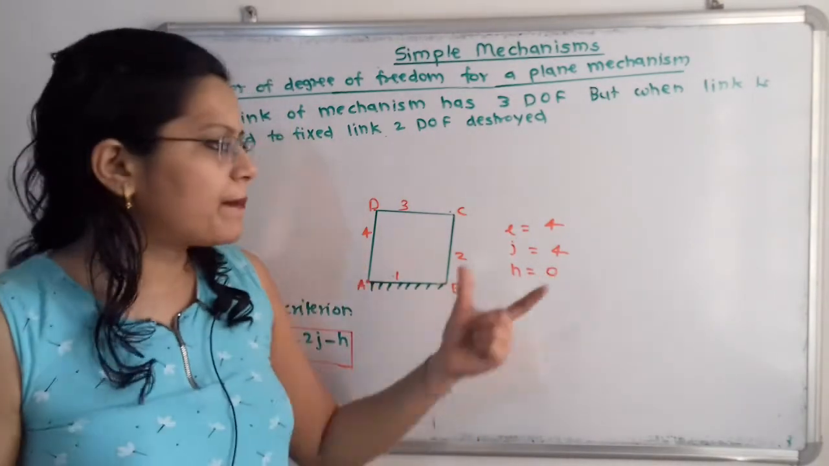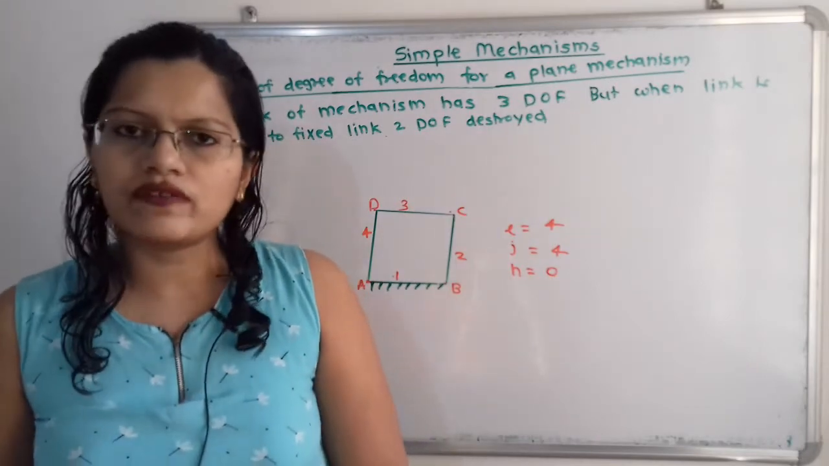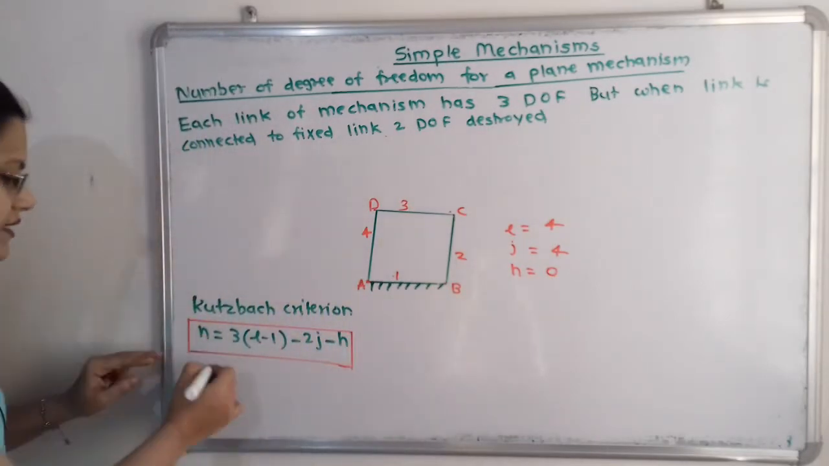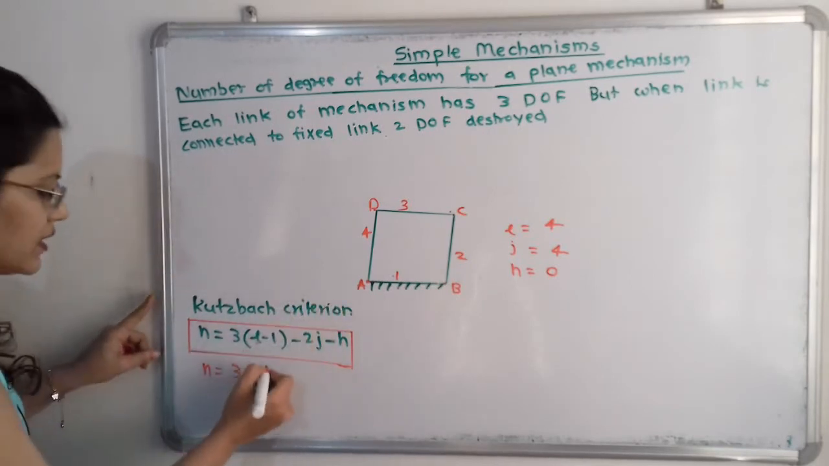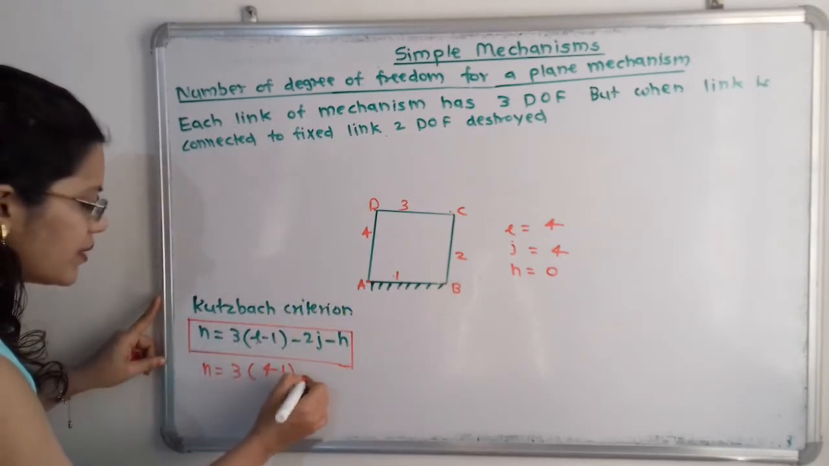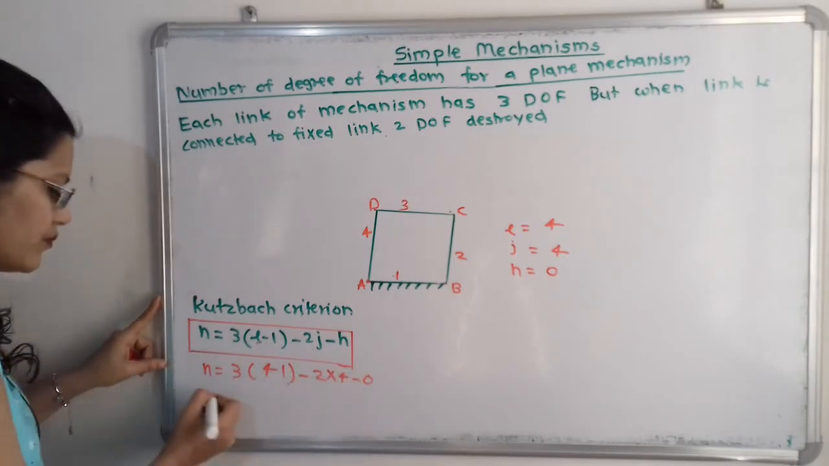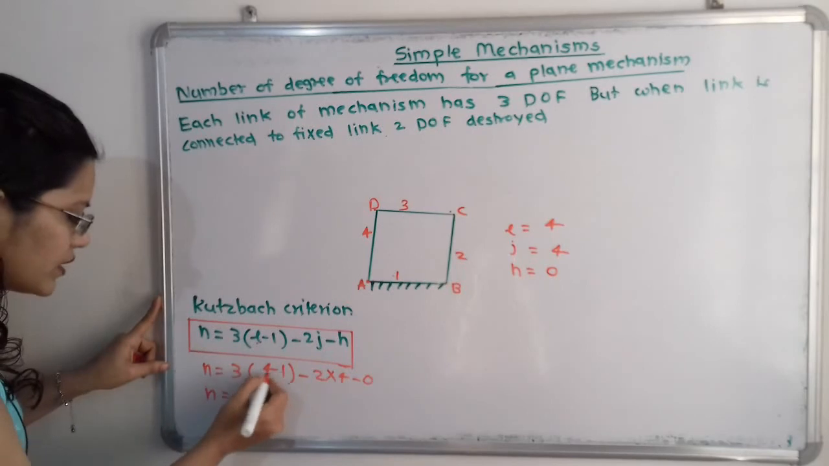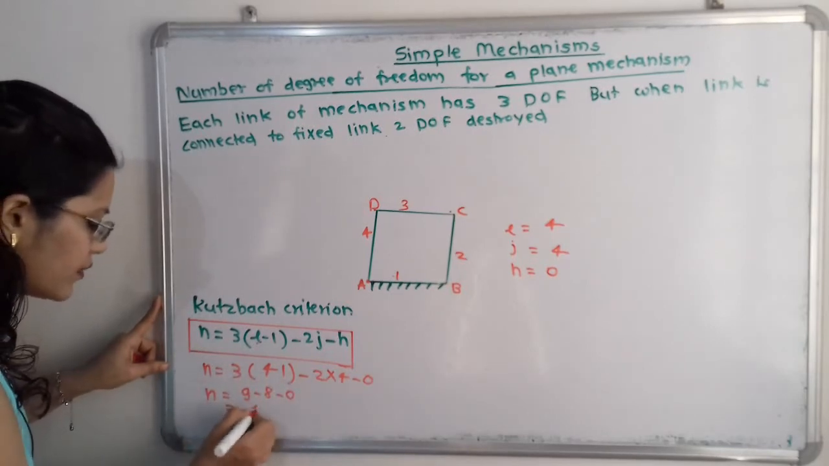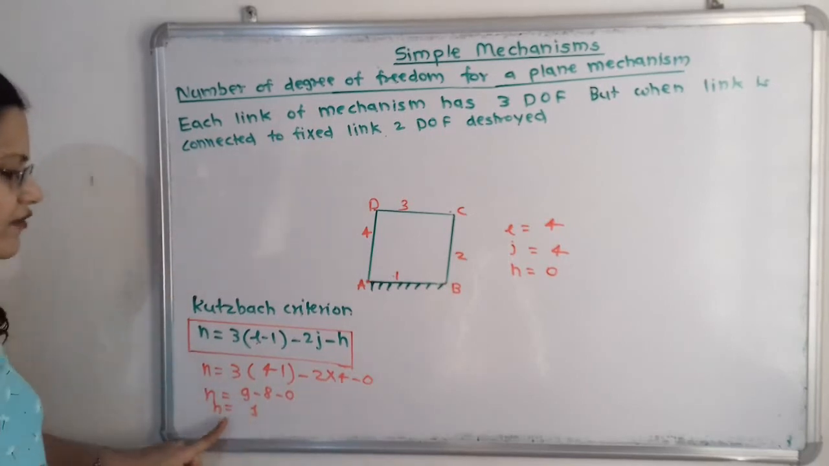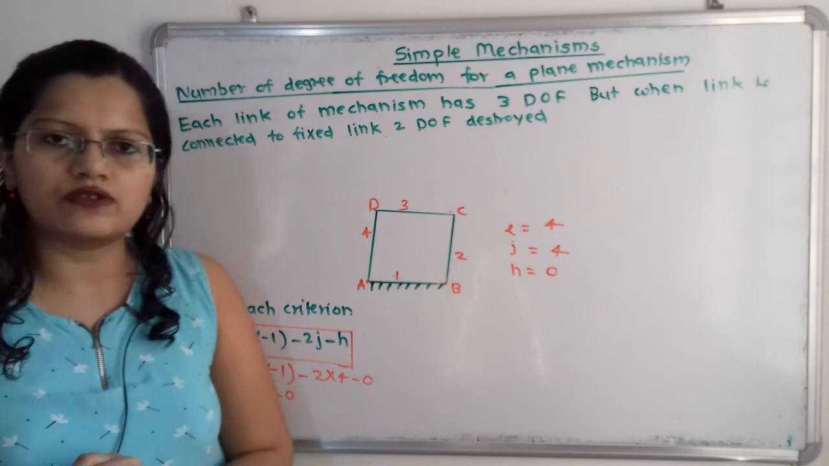So now we will apply this criterion and find out the number of degrees of freedom. So N is equal to 3 times (L minus 1), that is 4 minus 1, minus 2j, that is 2 into 4, minus H, that is 0. So N is equal to 9 minus 8 minus 0. So N is equal to 1. So we can say that for this mechanism, the number of degrees of freedom N is equal to 1.